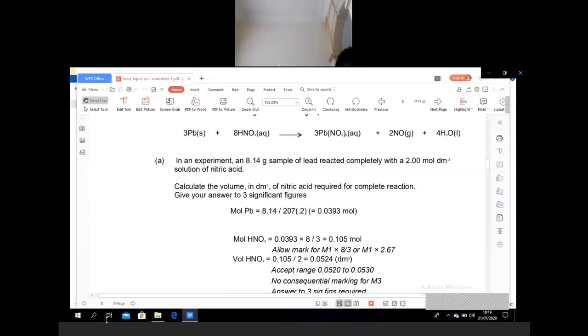Calculate the volume of nitric acid required for the complete reaction. This one we already learned in chemical calculation in grade 10. I'm sure you are able to do this one. So first we find the mole, and then we do the stoichiometry. After stoichiometry we find the mole of the nitric acid, and then mole of the nitric acid divided by the concentration of the nitric acid, and we get the volume.